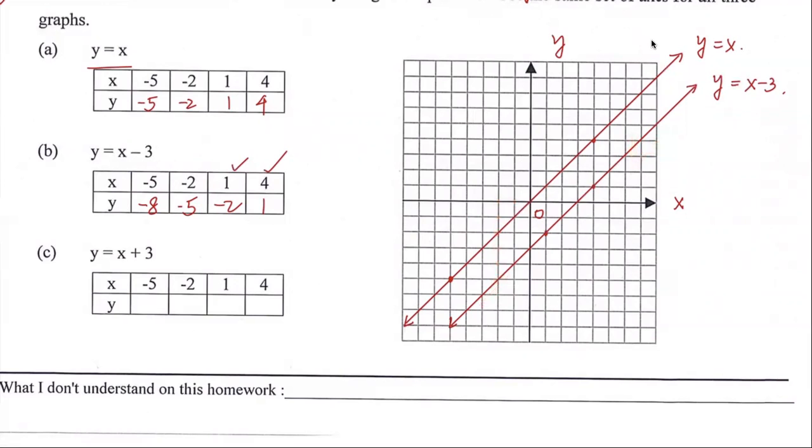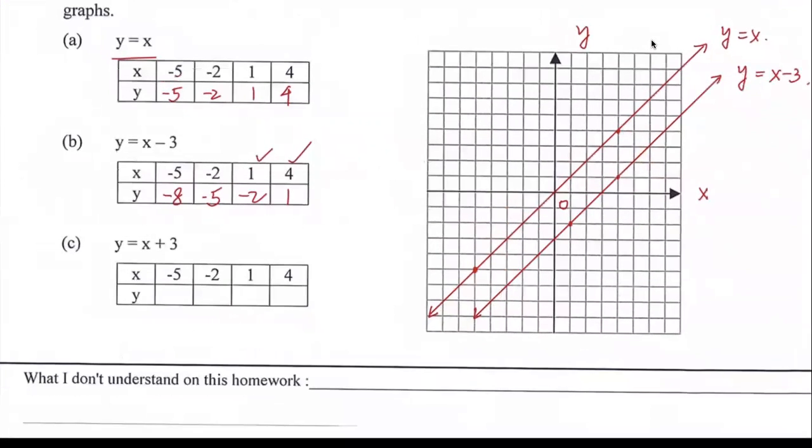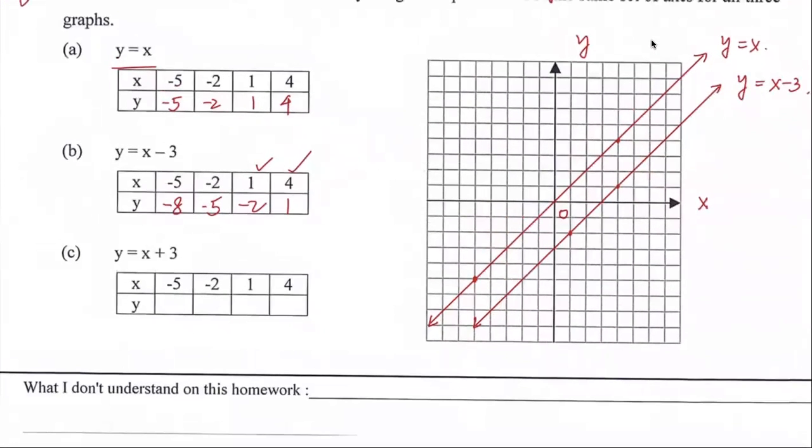Okay. C. y is equal to x plus 3. If x is equal to minus 5, y is equal to minus 5 plus 3, that's minus 2, right? When x is minus 2, y is 1. When x is equal to 1, y is 4. When x is equal to 4, y is 4 plus 3, that's 7.